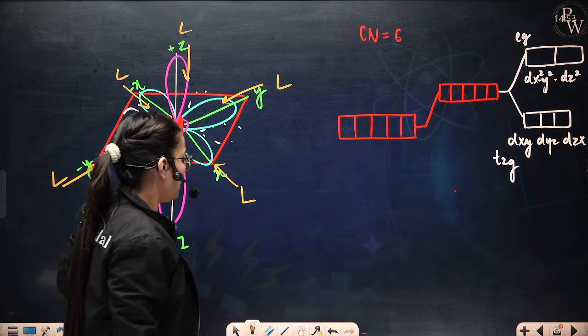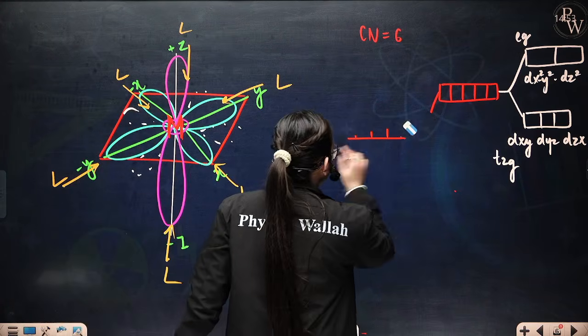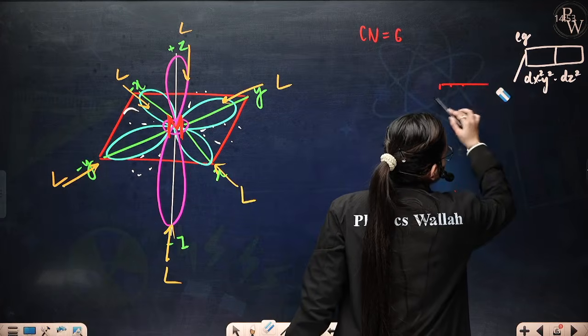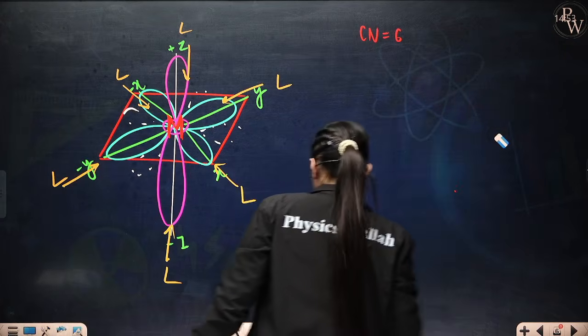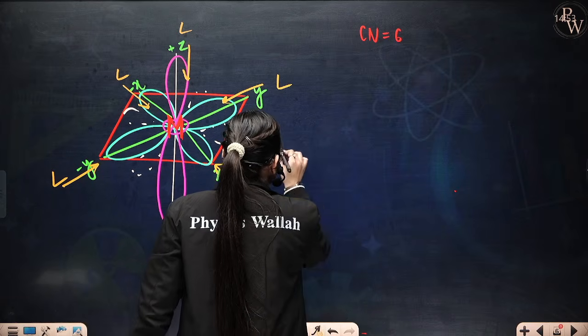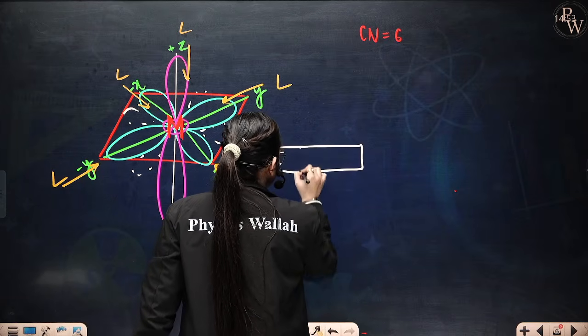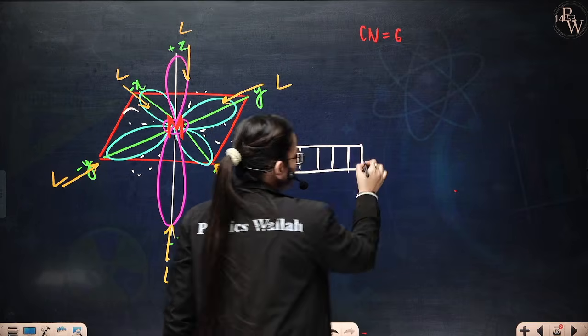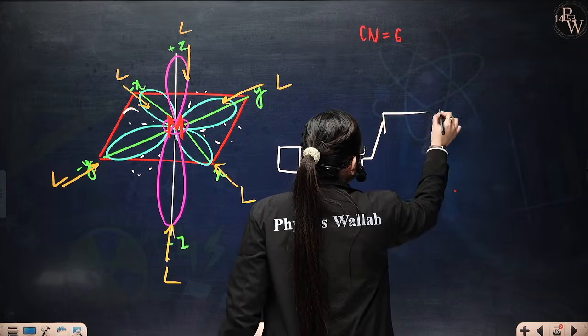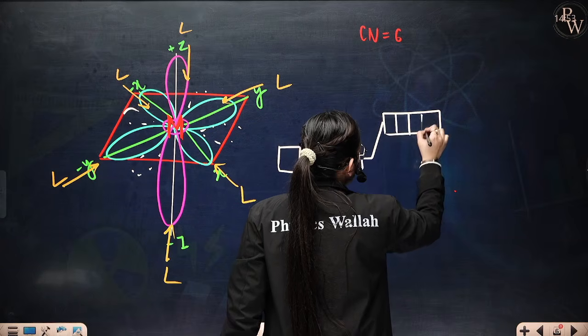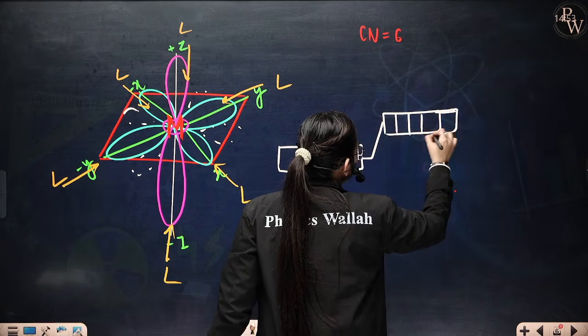Great. Okay. Now I shall make this diagram over here a bit so that you can easily draw. I'll make it over here again. Initially there were 5 orbitals. Then the degeneracy broke down. And after that, what will happen?